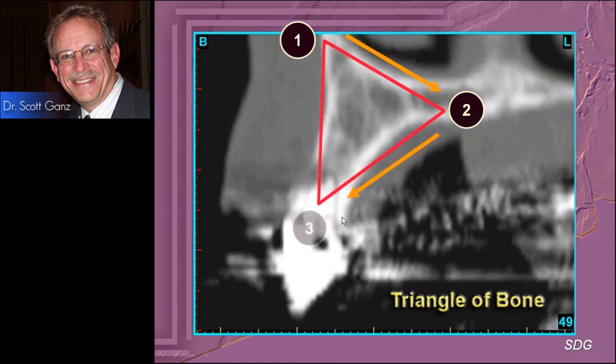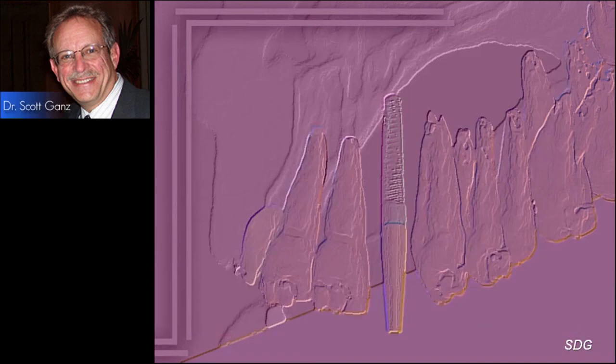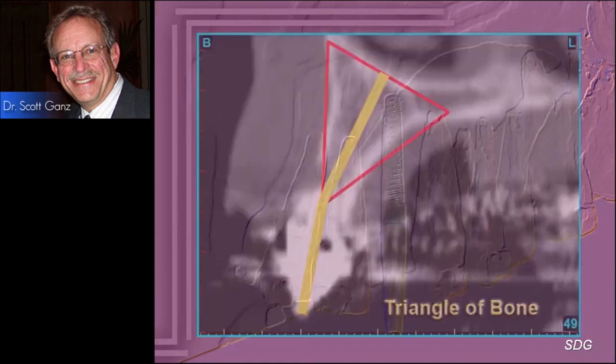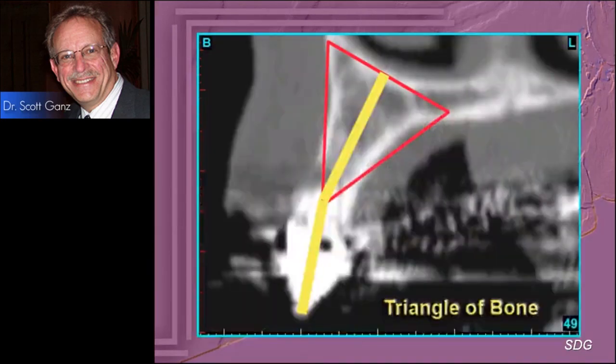But yet, if we only look at this cross-sectional image, if we only look at this triangle, and we do not understand the prosthetic implications, then we're missing part of the entire equation. So now that we've defined that triangle, we have to go one step further, and that is to connect this to the prosthetic reconstructive phase. Because the goal of implant dentistry, of course, is the tooth. And so what we're going to now do is bisect the triangle. And if we can do that, we certainly will place that implant into the most available host bone.